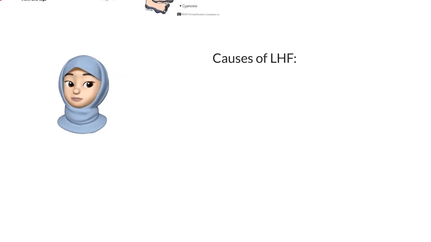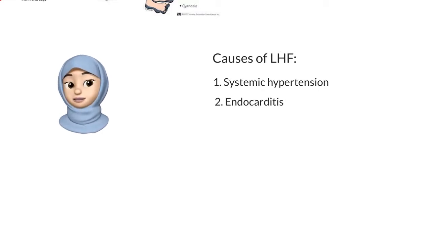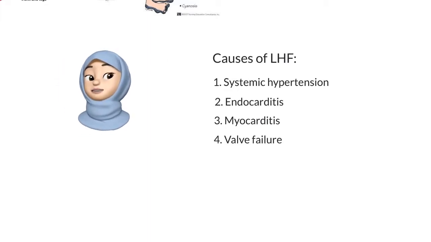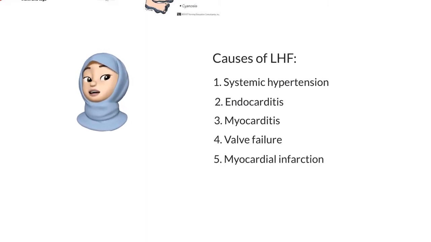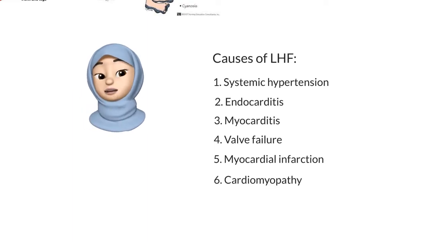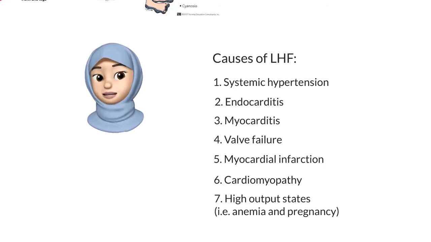The causes of left heart failure include systemic hypertension, as previously explained. Remember, the left ventricle has to work harder to pump blood against the high pressure in the systemic circulation. Endocarditis, myocarditis. Valve failure. This will be explained in more detail in a later video. Myocardial infarction, which is basically the death of the heart muscle cells, and this will also be explained in more detail in a later video. Cardiomyopathy and high output states such as anemia and pregnancy.